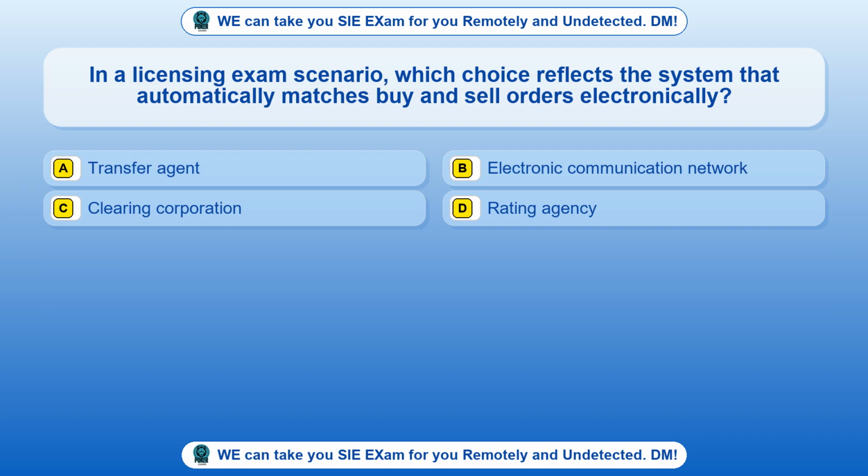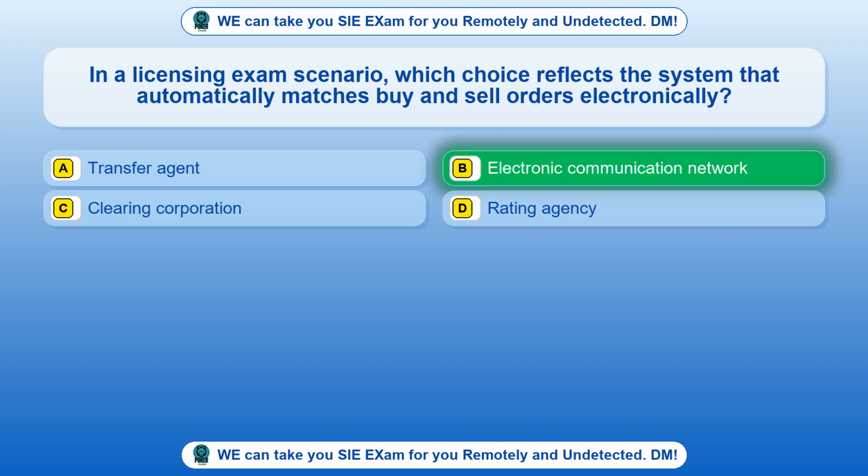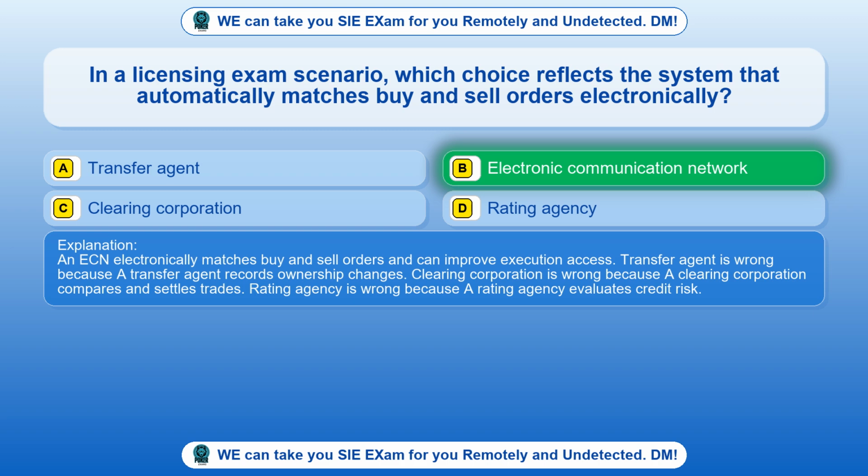Question 74. In a licensing exam scenario, which choice reflects the system that automatically matches buy and sell orders electronically? Option A, transfer agent. Option B, electronic communication network. Option C, clearing corporation. Option D, rating agency. The correct answer is option B, electronic communication network. An ECN electronically matches buy and sell orders and can improve execution access.